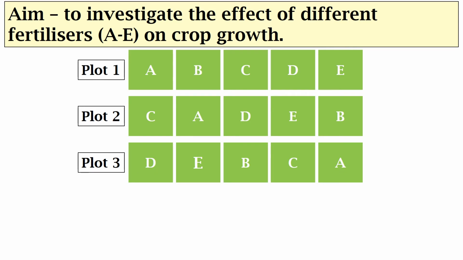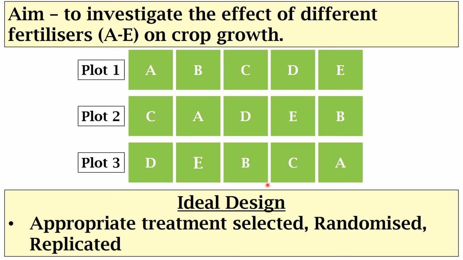So ideally, this is what you'd want. Concentrations are not mentioned, so we assume that it's the same, and the experiment is replicated. So you've got your 3 for each different type of fertilizer, and it's randomized. So there's your ideal design: appropriate treatment selected, randomized, and replicated.